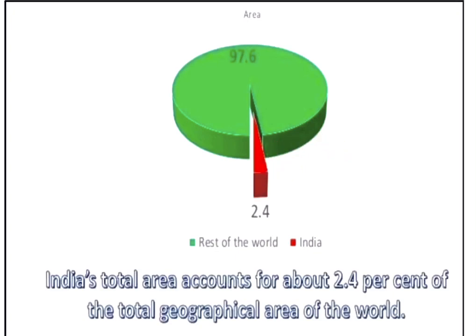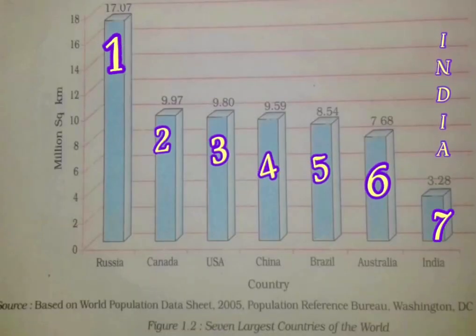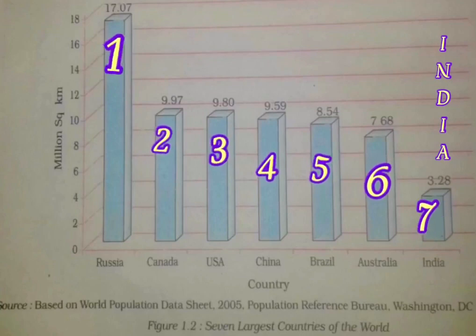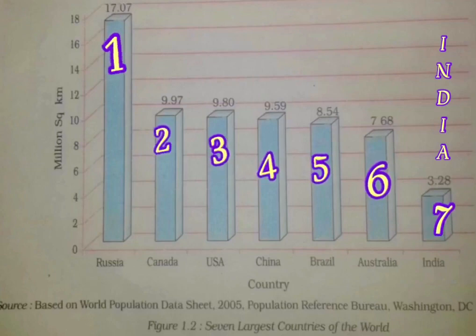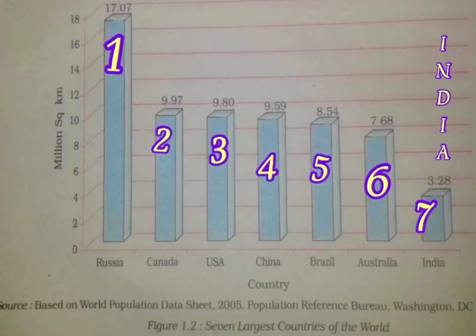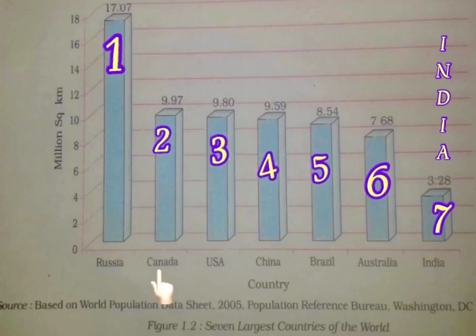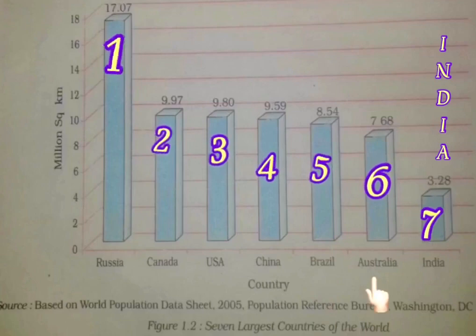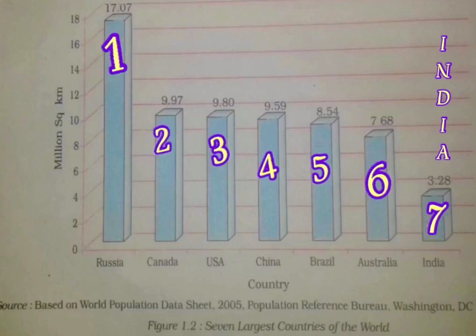Now, let's see the ranking of the top 10 countries, out of which India stands to be on the 7th rank. Can you see the ranking here? The 7 top largest countries of the world in regard to their area are being given in this picture, starting from Russia, Canada, USA, China, Brazil, Australia, followed by India. The total area of India accounts to be 7th in its ranking in regard to its area.